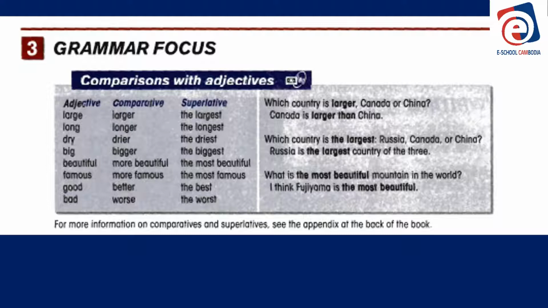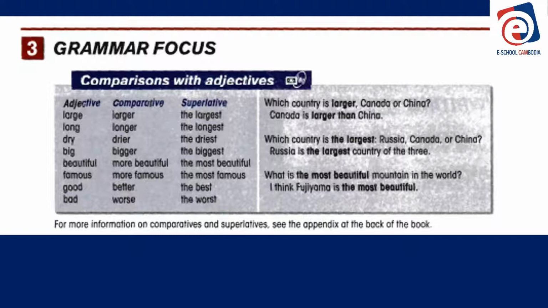Make sure you have proper pronunciation. Bad, worse, worst. This is bad food. Yes, this food is worse than the food we ate yesterday. I think this is the worst food I've ever eaten. All right? Notice the superlative here, we use the largest, the longest, the driest.